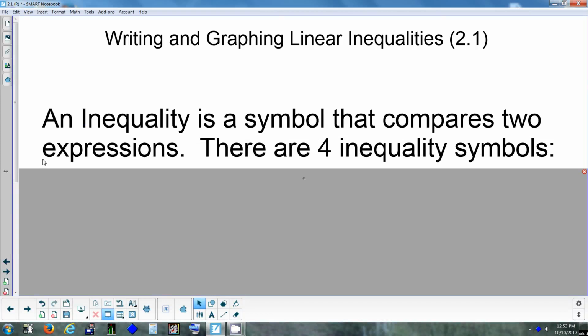Okay, so there are 4 different inequality symbols. I think we looked at one in the warm-up. Can somebody name one of the 4 inequality symbols? Joe? Greater than. Can somebody name another one? Sophia? Less than. So we got greater than, less than. Noah? Greater than or equal to. And? Less than or equal to.